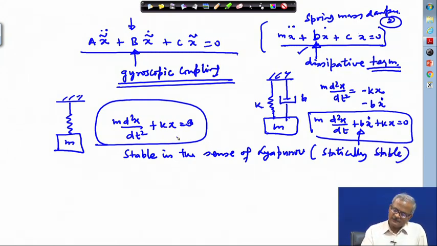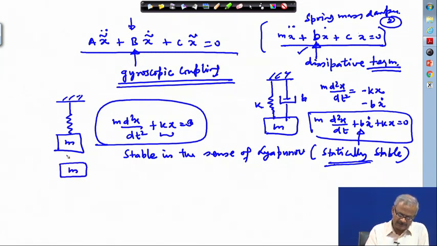This kind of system is also called marginally stable. Why are we calling this statically stable? Because as soon as you displace this system from this position to some other position here, a restoring force is immediately generated.